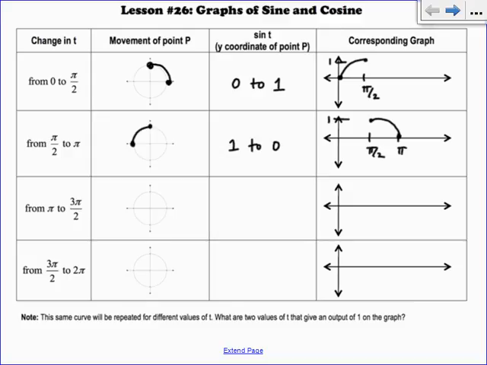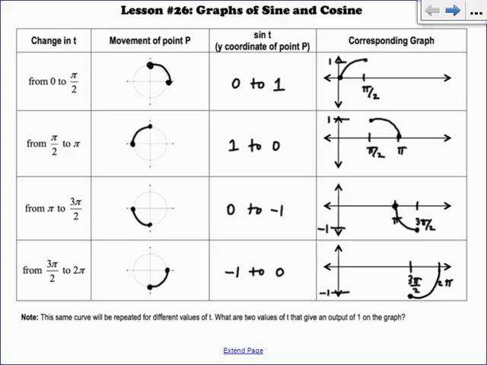Okay. And then from pi to 3 pi over 2, what do my y values go from? Yeah, they go from 0 to negative 1. So I'm going to go from here down to negative 1. And then the last thing is from 3 pi over 2 to 2 pi. That would be from here to here. So what do my y values go from? Negative 1 back to 0, exactly.